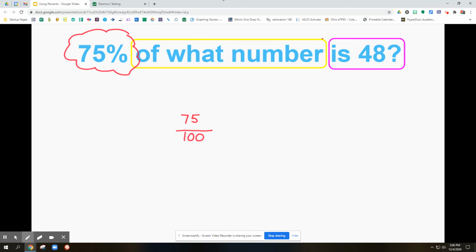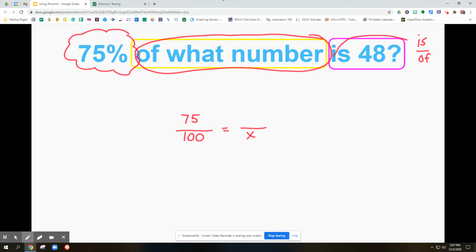When I look at what comes after "of," it says of what number? Well, we don't know the number yet. "Of" is our total. So in this case, x is going to go in the denominator because we don't know the total amount. What we do know is 48, so 48 is the part that we have. We need to find the total. So it's the same process. Your x is just now your total.